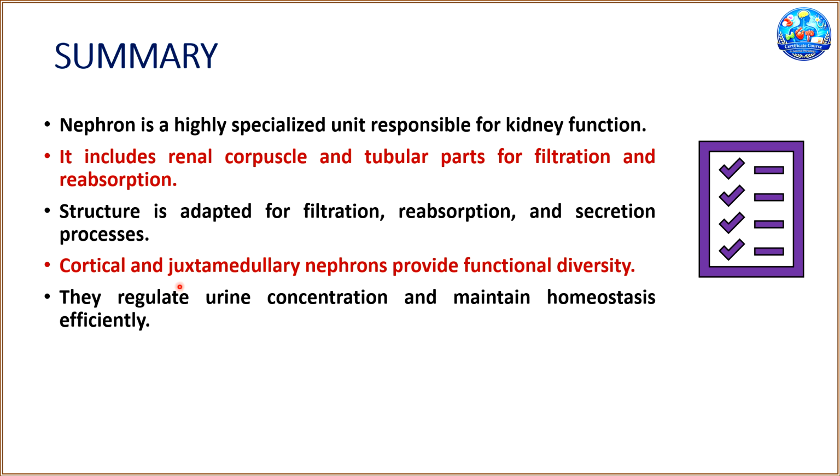Then we have two types of nephrons, the cortical nephrons and the juxtamedullary nephrons, which provide functional diversity according to the need. They regulate the urine concentration and help maintain homeostasis efficiently.